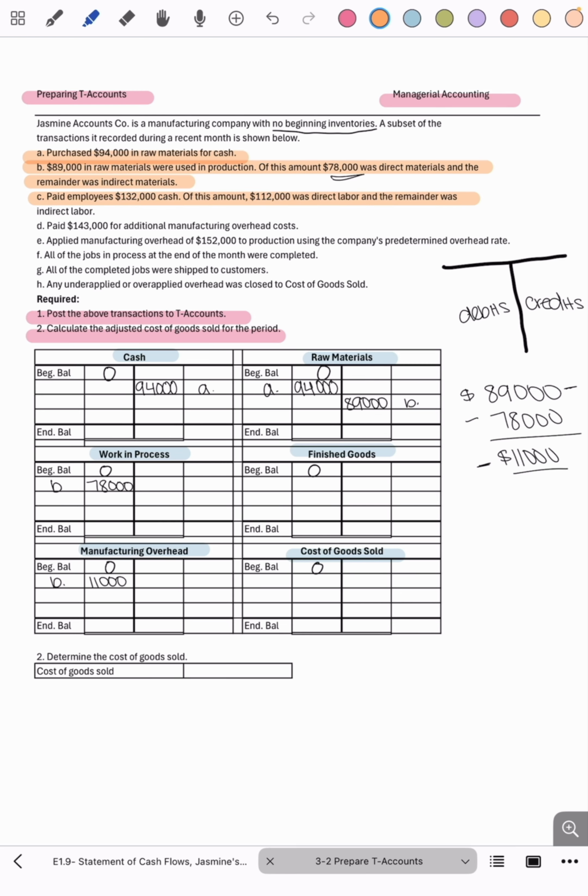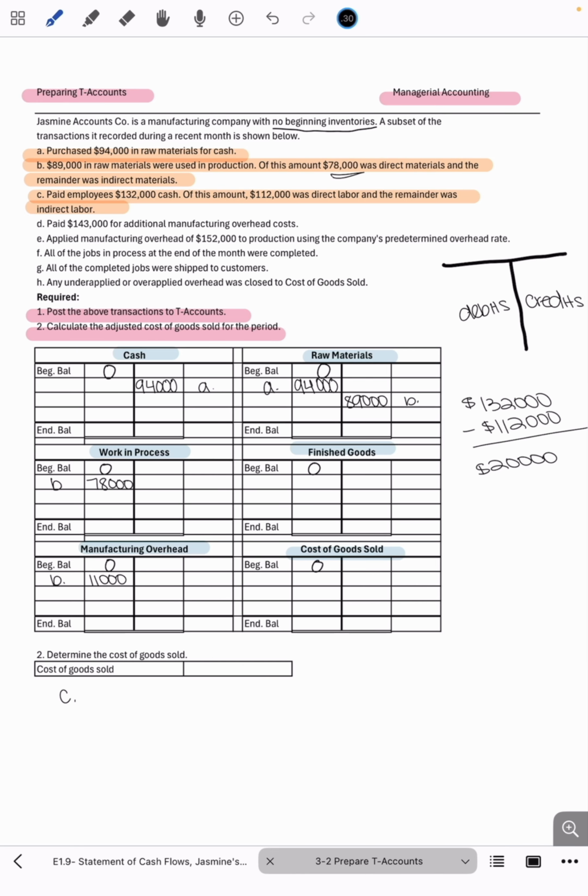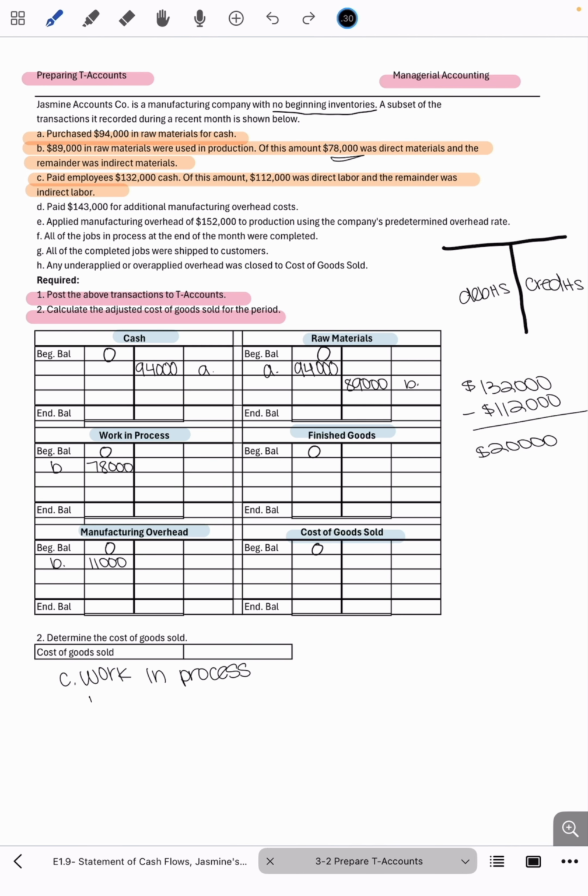Of this amount, $112,000 was direct labor and the remainder was indirect labor. So let's clear this out so we have some space. We also have to do a little bit of math here. Super easy again. We're going to take $132,000 and subtract it by $112,000, and this is going to give us $20,000. To record this, what we're going to do is debit work in process. Okay, our second debit is going to be manufacturing overhead, and then our credit is going to be cash. So we're paying our employees in cash. So work in process, we're going to debit it for the $112,000. Okay, the second debit is going to be that $20,000, and so when we add those together, it'll be $132,000.